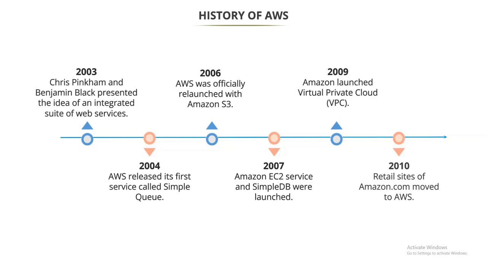In the year 2009, Amazon launched Virtual Private Cloud, or VPC, and it offered users the ability to create their own private cloud environment on the AWS platform. In 2010, retail sites of Amazon.com moved to AWS. So we know Amazon.com, which is one of the popular e-commerce platforms for buying products, was completely moved onto AWS. So now Amazon.com is completely powered by Amazon Web Services.